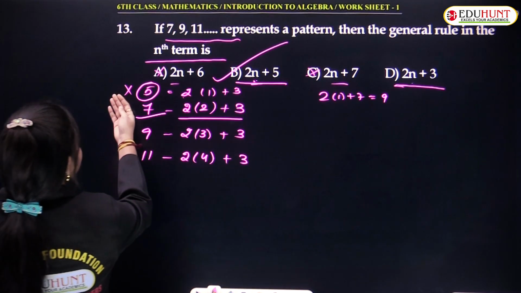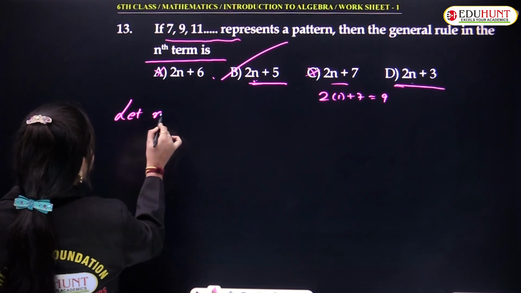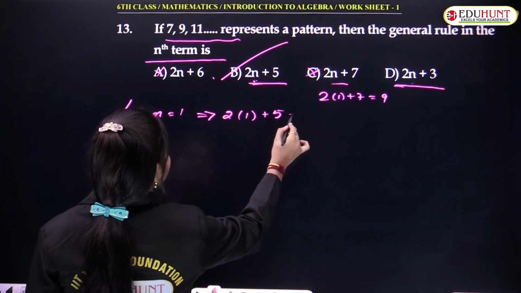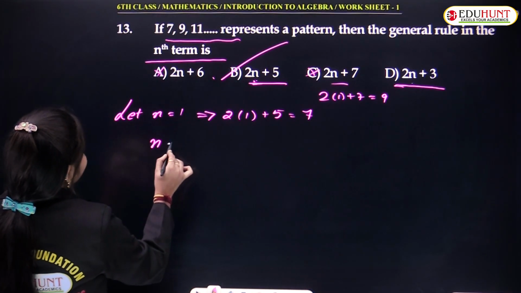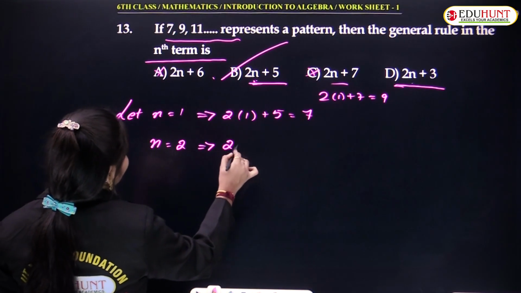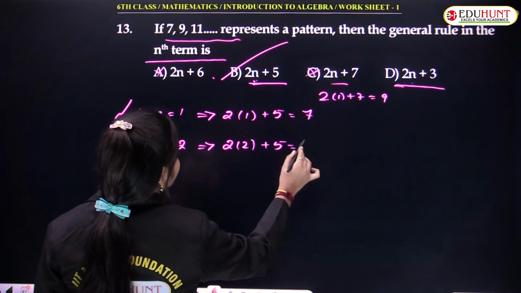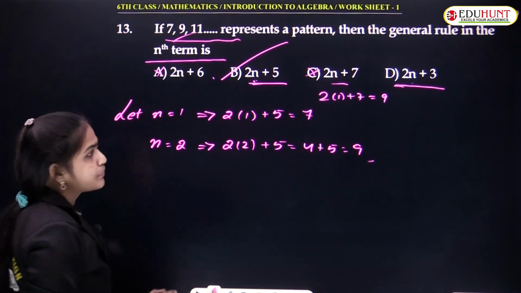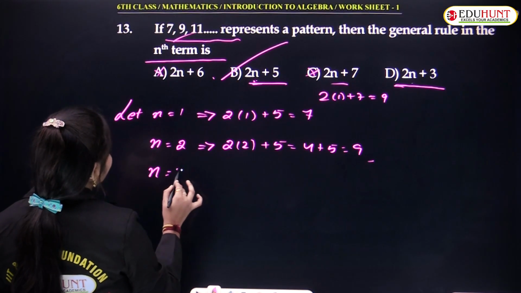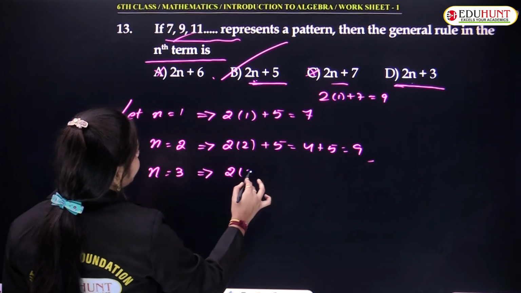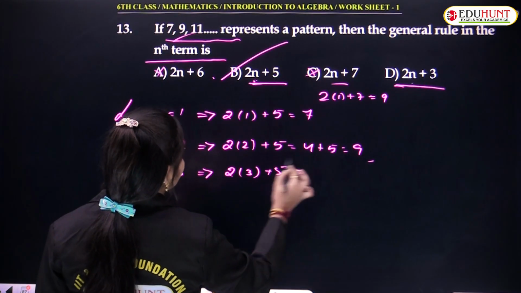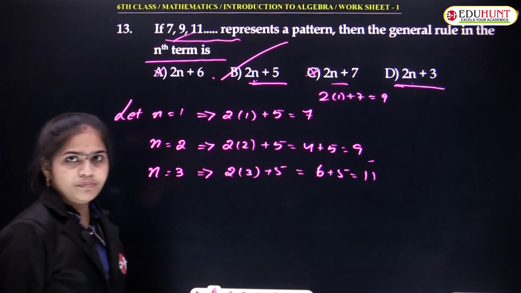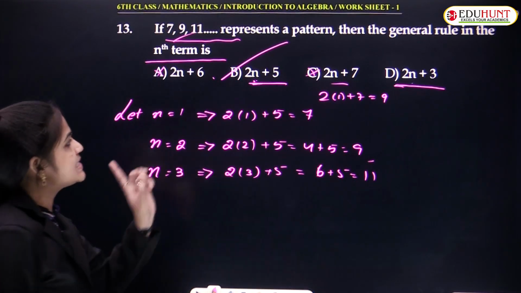Okay, how it will be, see here. Let n is equal to 1. Then 2 into 1 plus 5 is equal to 7. n is equal to 2. 2 into 2 plus 5 is equal to 4 plus 5 is equal to 9. The second term is 9. Okay, next n is equal to 3. Then 2 into 3 plus 5, which equals 6 plus 5, 11. Satisfying, no?